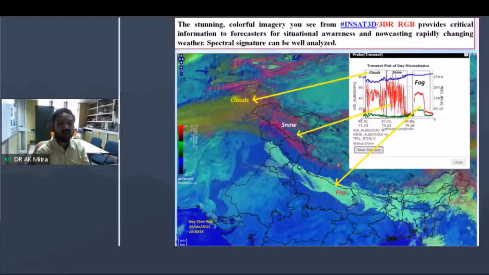where the fog is. Now if I click on some particular spot, I'll explain: if you click on those particular spots, you will be able to see the spectral signature, how cloud is behaving, how fog is behaving. In fog, you will see that SWIR is higher than visible, whereas in cloud and snow, visible is much higher, and for snow, SWIR is very low because it is absorbed. So this spectral signature from this RGB imagery can be very well analyzed.